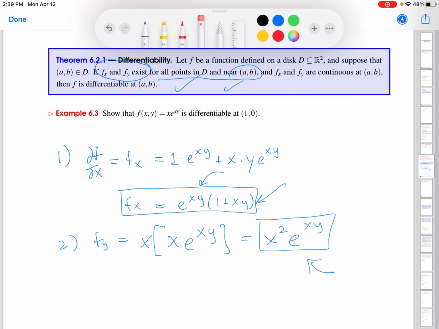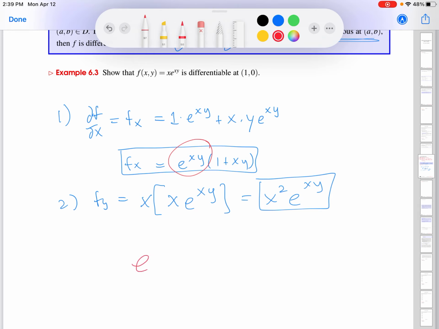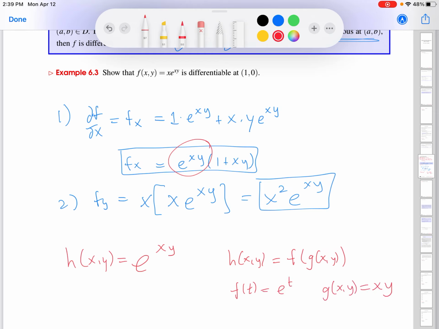So second question over here is, are they continuous? Okay. And this one, you know, we haven't talked too much about the continuity of exponential functions, but we did talk about the continuity of composite functions in the video on continuity. So this is e to the xy, so we can view this as, if we call this h of xy, we can view it as h of xy is f of g of xy, where f, the outside function, is the exponential, and g, the inside function, is a multivariable polynomial.